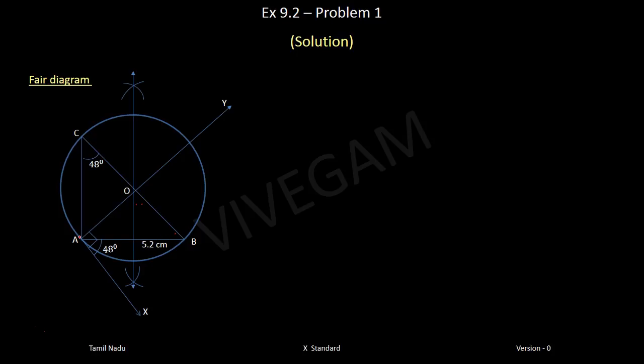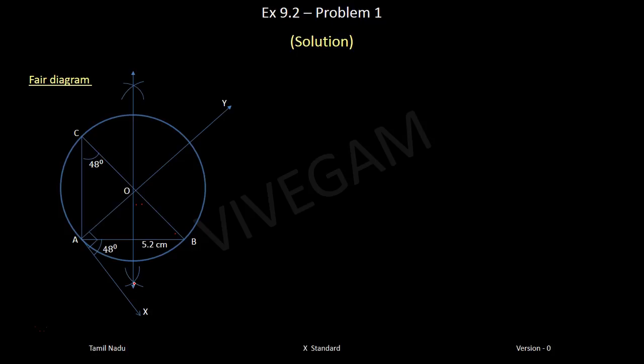How will you find the midpoint of AB? Take a radius which is greater than half the length. So in this 5.2, half is 2.6. So you can take 3 or 4 centimeters. With 4 centimeter radius, with A as a center, cut one arc above A and below A. Similarly, with the same radius of 4 centimeters, with B as the center, cut the previous arcs, one above, one below.